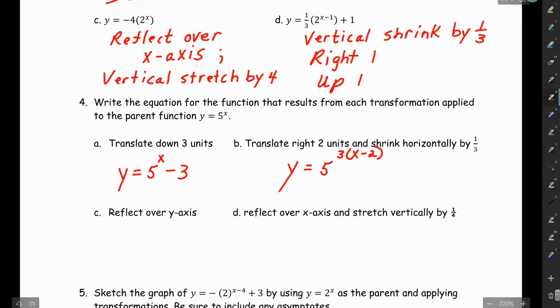Reflecting over the y-axis, that means we're going to put a negative in front of the x, not in front of the whole function. If it was over the x-axis, we would have our negative out here. But because it's in front of the y-axis, we're going to have our negative here. Reflect over the x-axis, that means we have a negative in front, and we also are stretching it vertically by 1/4, which means that 1/4 is also going to go in front.